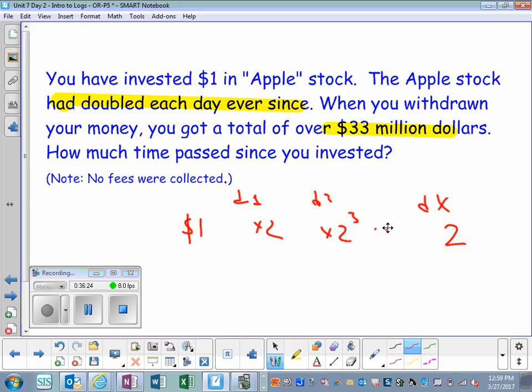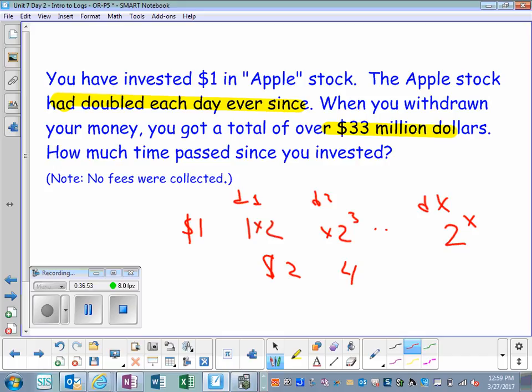Come on, guys, think. After x days. I didn't tell you. 2 to the power of x. Yes? So I start with $1. After 1 day, I have $2. After two days, I have $4. After 3 days, I have $8, and so on. After x days, I will have 2 to the power of x dollars, right?